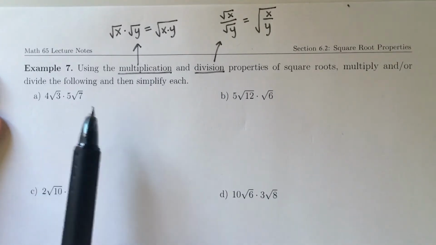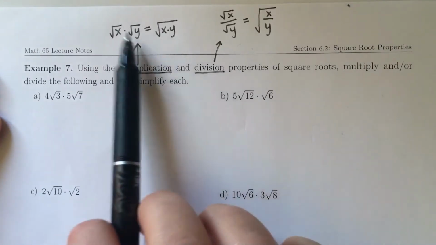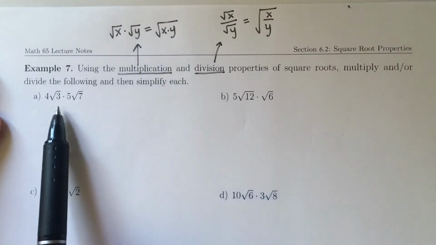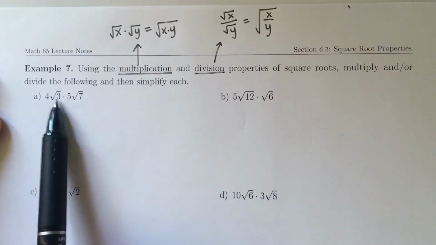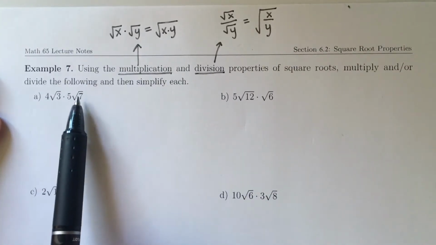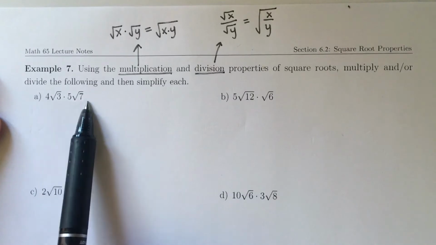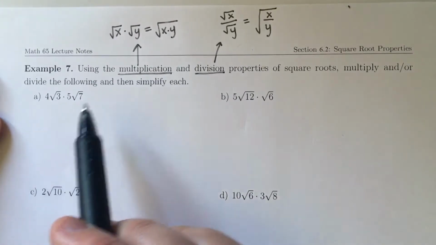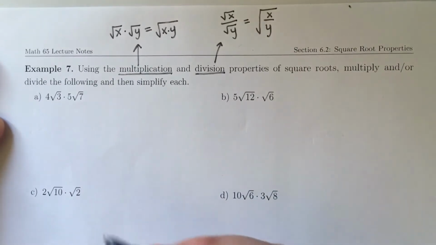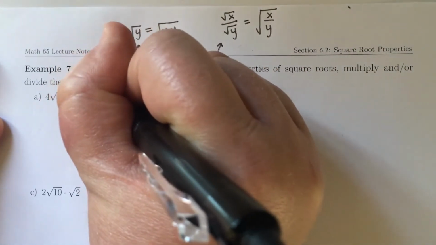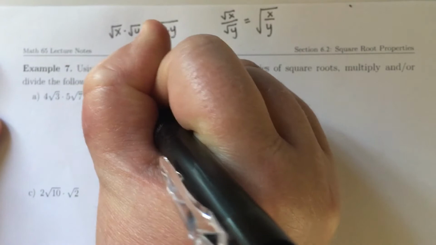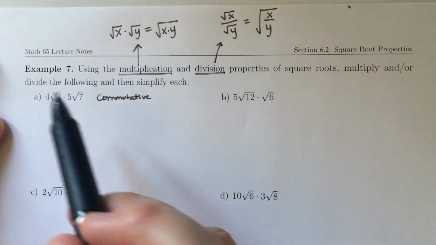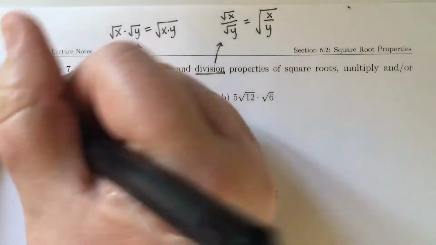One thing to pay attention to is that this property only works for numbers that are under square roots. Like the 3 and the 7 here, we can combine square root of 3 and square root of 7 and multiply them and get square root of 21. But that doesn't work for the coefficients out front. So really what I want to do here is use the commutative property. The commutative property of multiplication says that I'm allowed to switch the order of pieces that are multiplied.